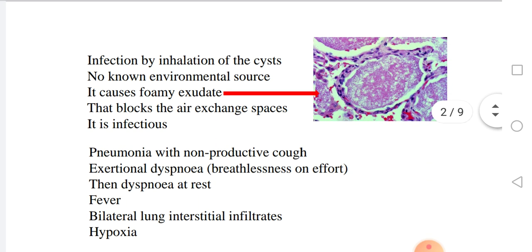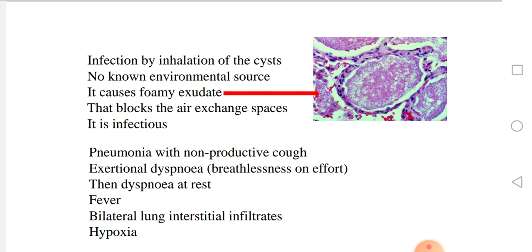The infection takes place by inhalation of the cyst. And important to mention here that there is no known environmental source for the fungus. The fungus causes foamy exudate in the lung that blocks the air exchange spaces. And also important to mention that this disease is infectious.